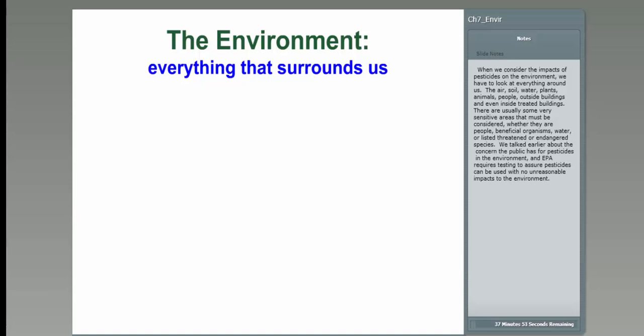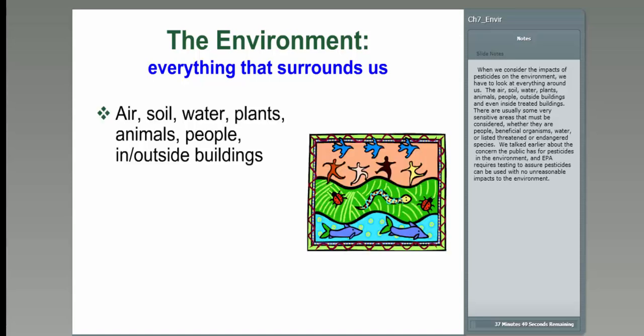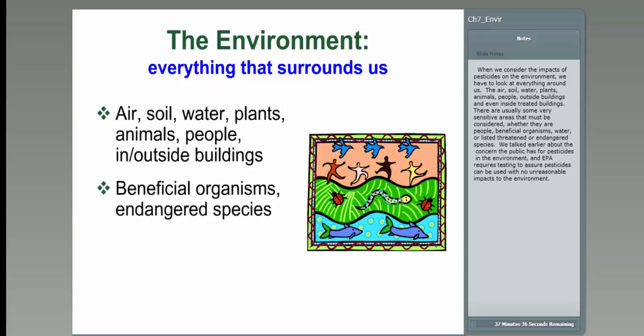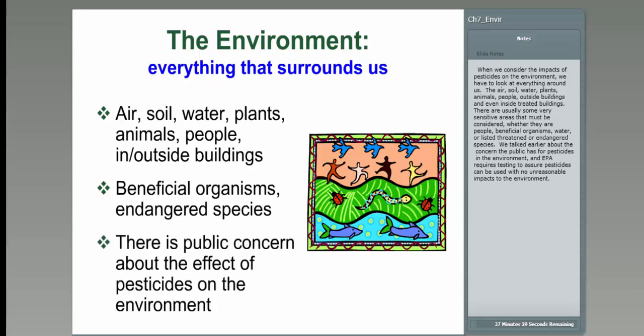When we consider the impacts of pesticides on the environment, we have to look at everything around us: the air, soil, water, plants, animals, people, outside buildings, and even inside treated buildings. There are usually some very sensitive areas that must be considered, whether they are people, beneficial organisms, water, or listed threatened or endangered species. We talked earlier about the concern the public has for pesticides in the environment, and EPA requires testing to assure pesticides can be used with no unreasonable impacts to the environment.